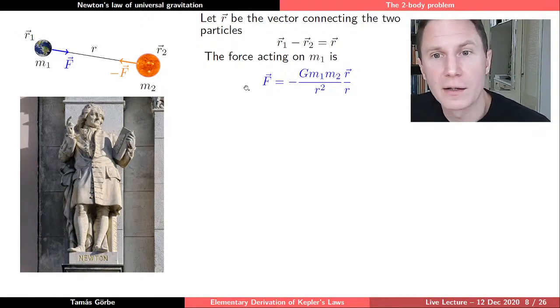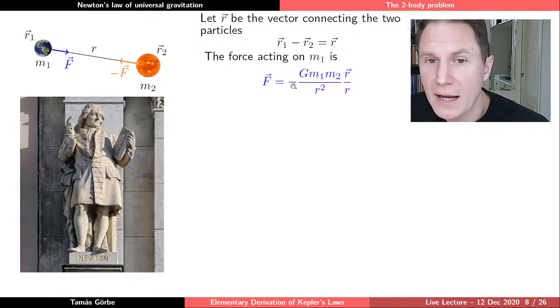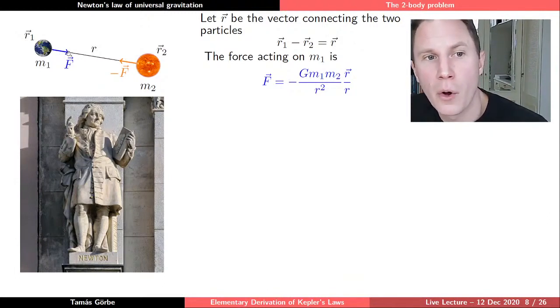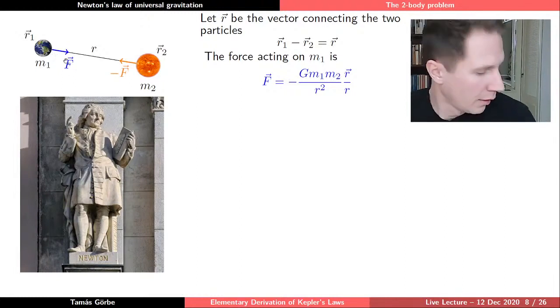So F here has this minus sign because, as I said, the vector r points from m2 to m1, and F, as you can see here, this blue arrow, this force is pointing from Earth to Sun. That's the attraction of the Sun on Earth.